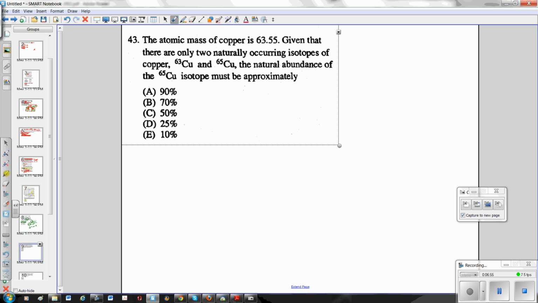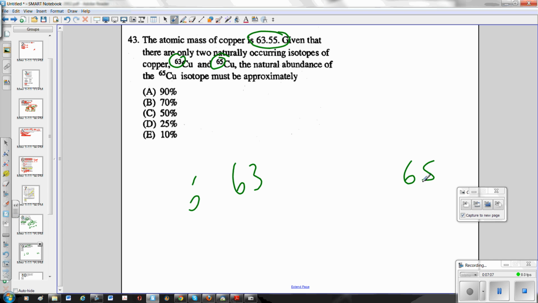Next one. They're telling you the atomic mass of copper is 63.55. There's two isotopes, 63 and 65. So you get one at 63. You get one at 65. If they were 50-50, what would the average be? 64. But it's not 64, it's lower. It's closer to 63. So when you go to look at averages, this is reminding you that isotopes are averages. So it couldn't be 50.